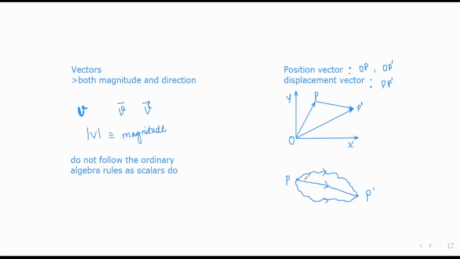But in all the cases, this PP dash is a displacement vector. This will always be a straight line which is just joining P to P dash. So the displacement vector does not depend upon the path.